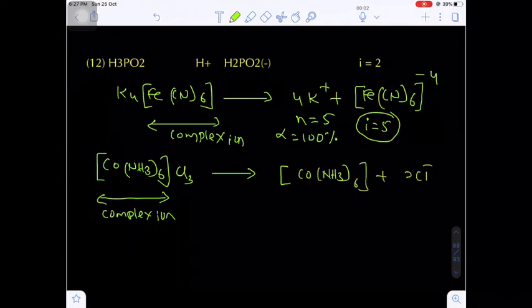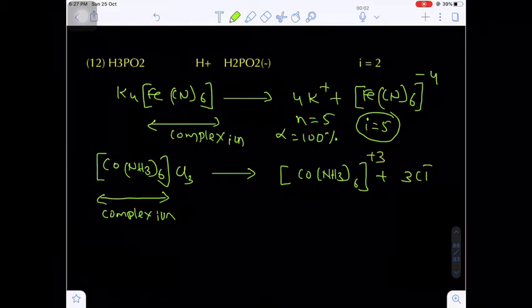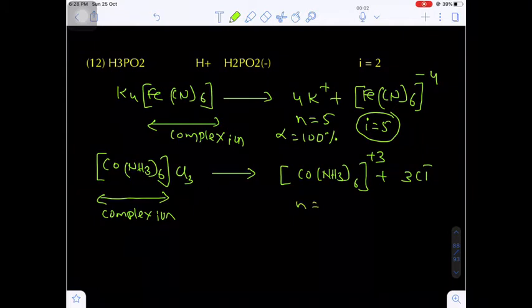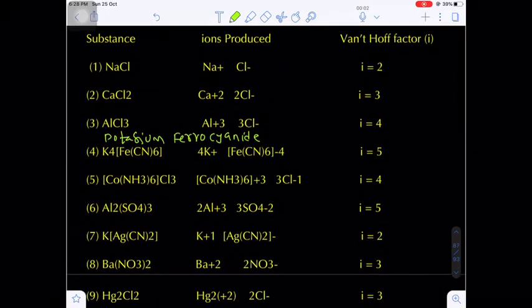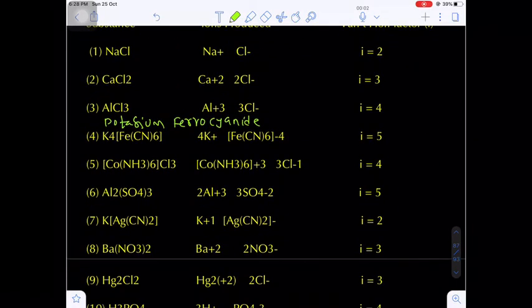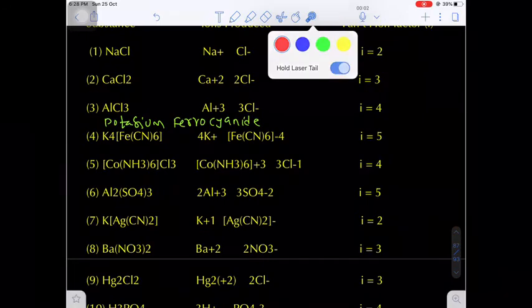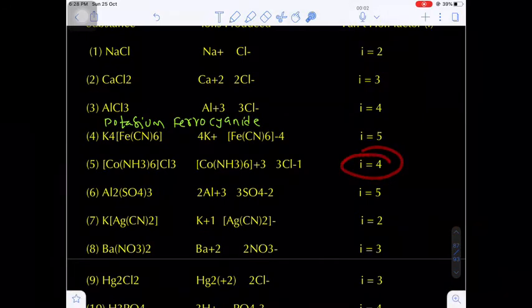And how many chloride ions are there? 3. So minus 3. So plus 3 will be the charge on the cation, the complex ion. So total number of ions, 1 complex ion and 3 chloride, 1 plus 3, that will be 4. So iota value equals what? 4. Are you getting my point? Here the iota value of [Co(NH3)6]Cl3 will be 4.